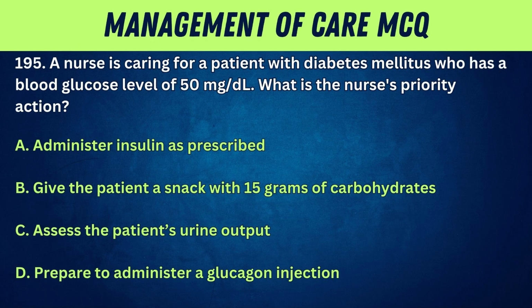195. A nurse is caring for a patient with diabetes mellitus who has a blood glucose level of 50 milligrams per deciliter. What is the nurse's priority action? A. Administer insulin as prescribed. B. Give the patient a snack with 15 grams of carbohydrates. C. Assess the patient's urine output. D. Prepare to administer a glucagon injection.